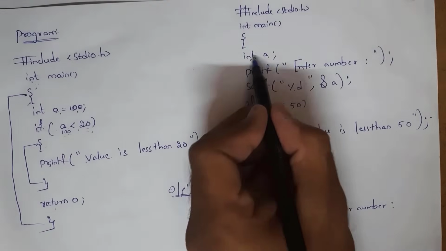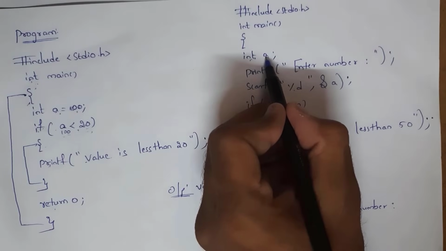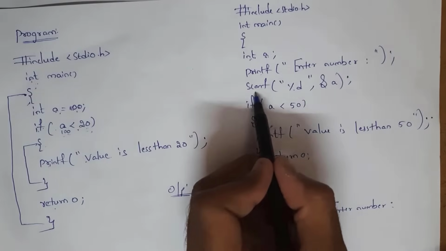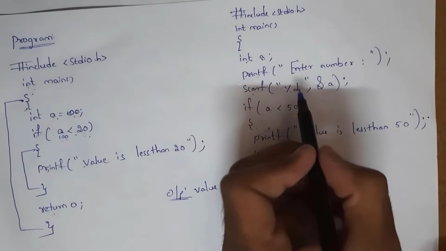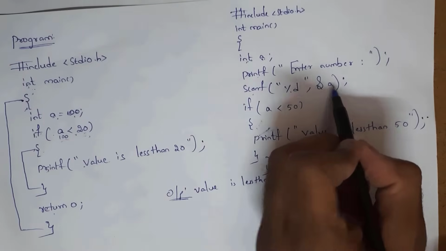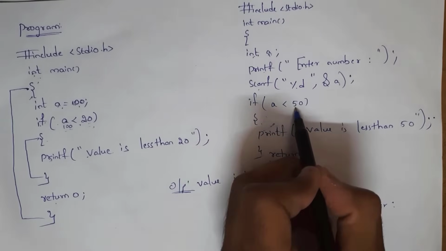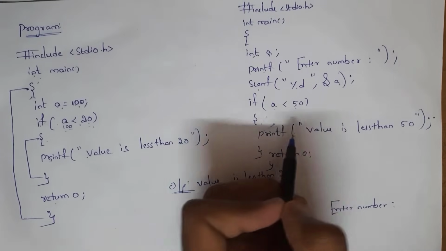At first I wrote int a and did not initialize any value. I will give the value after executing the program by using scanf. So I wrote printf enter number, and by using scanf I can enter any number, and this number will be stored in the address of a. That is, this number will be stored in variable a, and if a's value is less than 50, then I should get the output: value is less than 50.